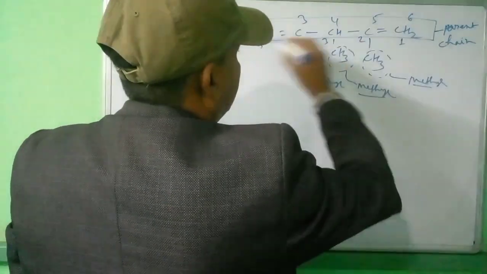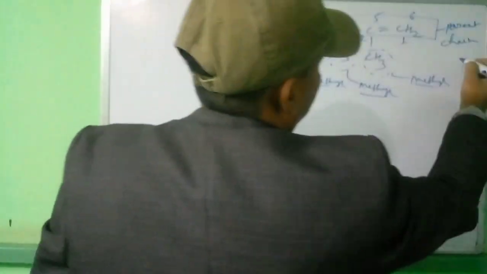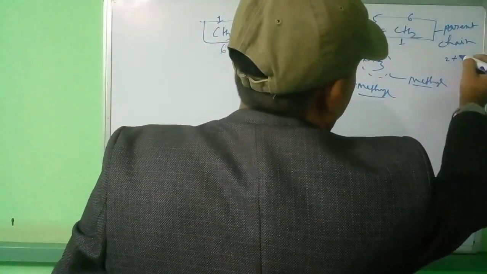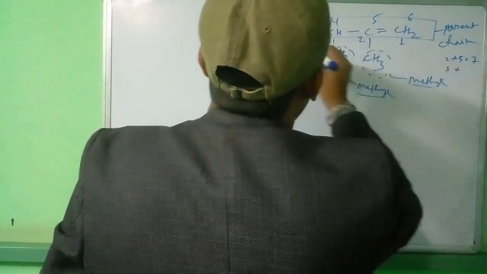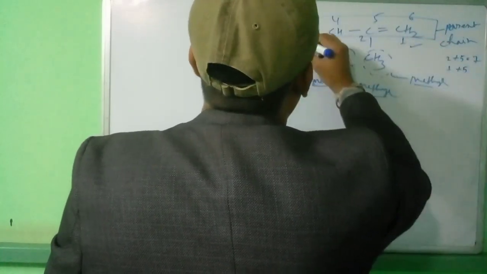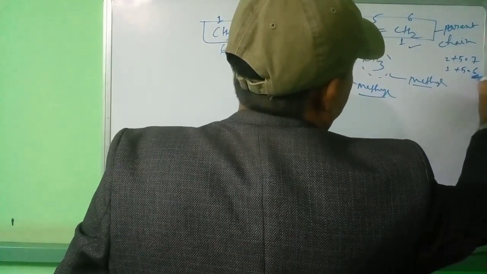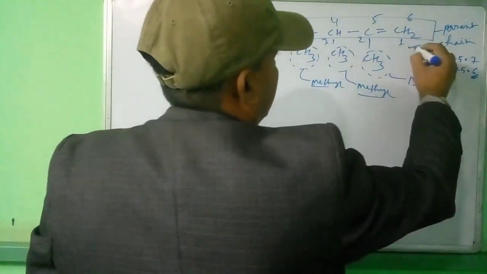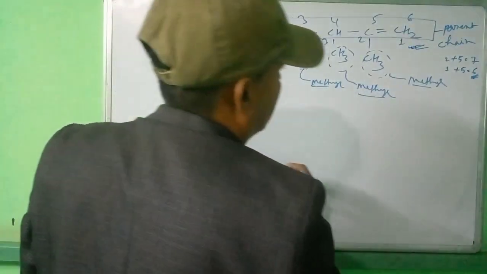Okay, so here 2 is present. Now we have to check the lowest sum number. Here 2 plus 5 is 7. Here 1 plus 4, right to left: first carbon double bonded, then fourth carbon double bonded. So here 6, the lowest sum number. So left to right is the correct way, and the other direction is incorrect, wrong.